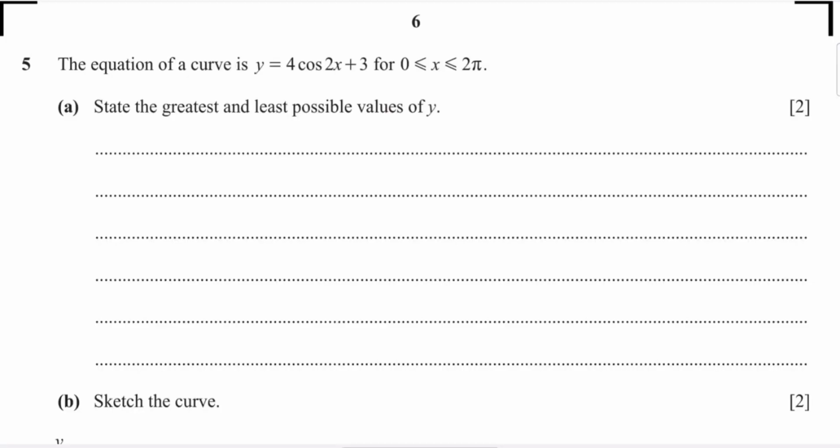And number 5 is saying the equation of a curve is y equals 4 cos 2x plus 3 for x being greater than or equal to 0, also being less than or equal to 2 pi. Right? So x is taking values from 0 to 2 pi. Then part A says state the greatest and least possible values of y.